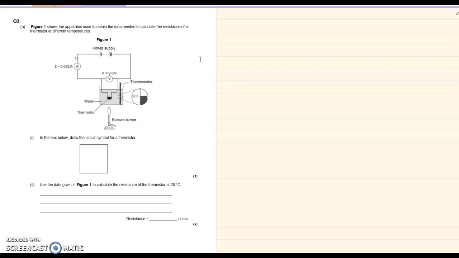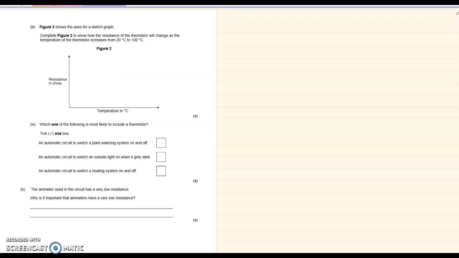And then we've got some maths to do, looking at some data in figure 1. So I'm going back to figure 1. I've got some values here. I know the temperature is 20. I know the volts. I know the amps. I can use my Ohm's law equation, V equals IR, to calculate the resistance. Have a go at that now.